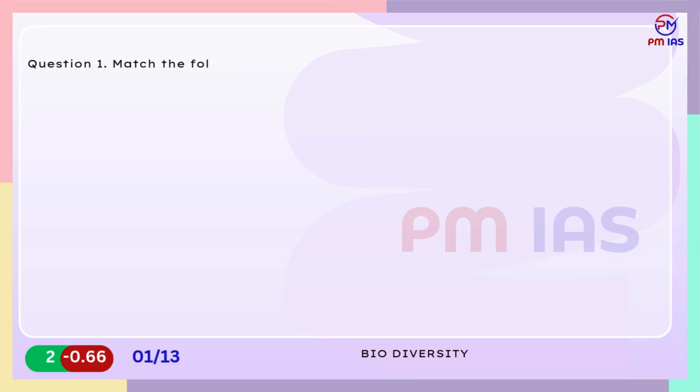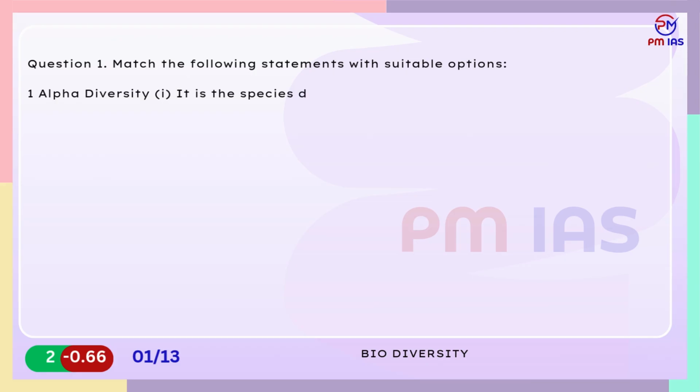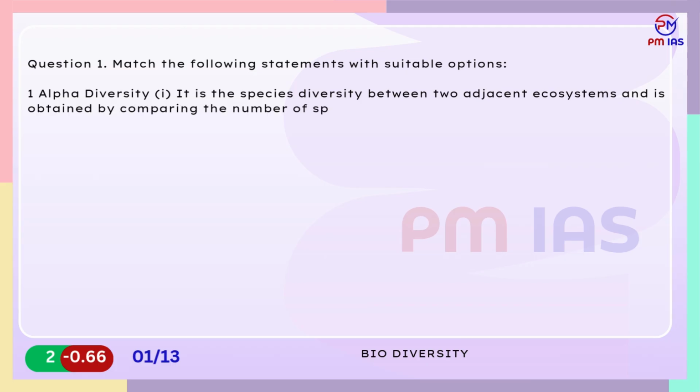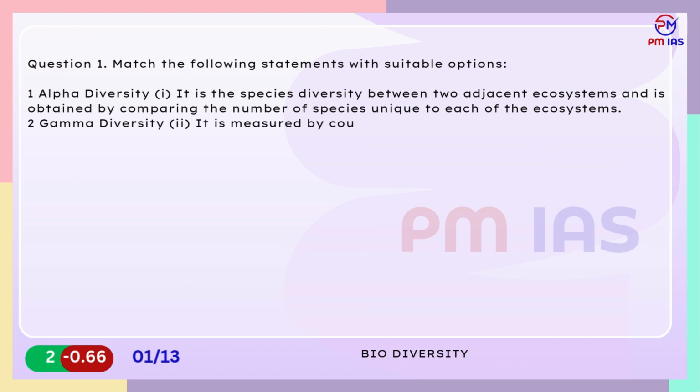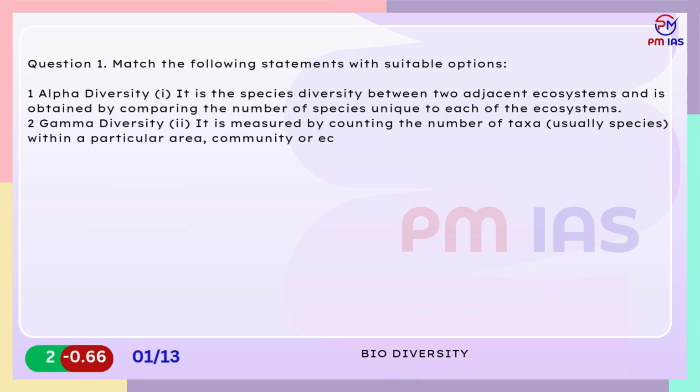Biodiversity. Question 1. Match the following statements with suitable options. 1. Alpha diversity, I. It is the species diversity between two adjacent ecosystems and is obtained by comparing the number of species unique to each of the ecosystems. 2. Gamma diversity, 2. It is measured by counting the number of taxa, usually species, within a particular area, community or ecosystem. 3. Beta diversity, 3. It refers to the diversity of the habitats over the total landscape or geographical area.